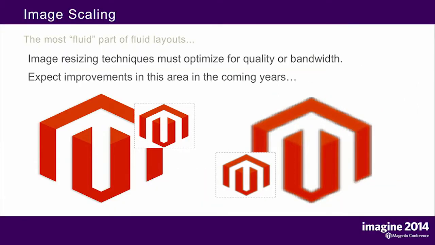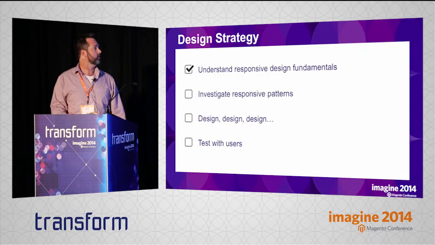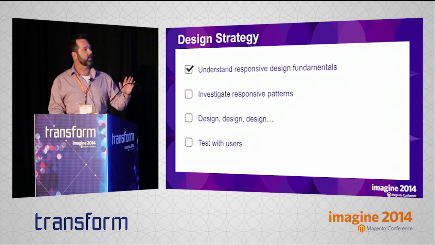Now, image scaling, this is the least evolved part of responsive design. What's important to note is that you have to make a compromise here. You either trade off on image quality or bandwidth. There's really no good way to solve it right now. However, look for some real improvements in this in the coming years. W3C is tackling this. So check responsive design fundamentals.